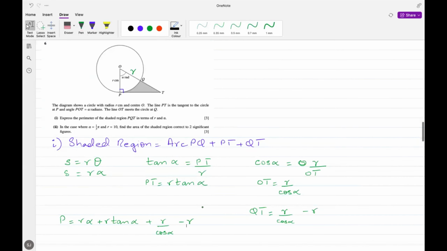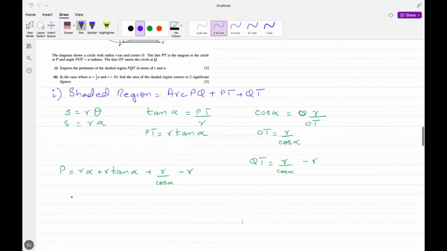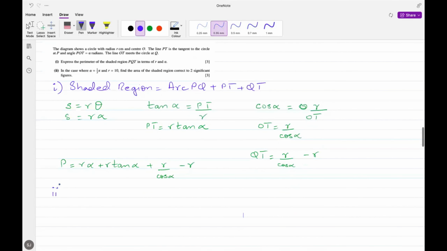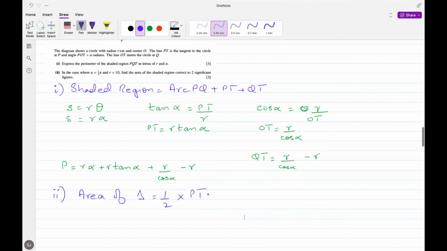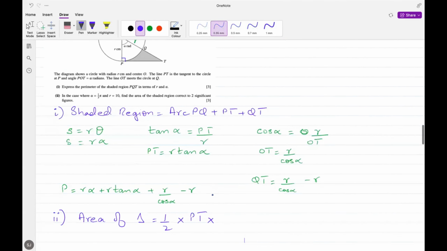In part 2, in the case where alpha is pi upon 3 and r is equal to 10, we have to find the area of the shaded region. Now to find the area of the shaded region, first we find the area of the triangle OPT and subtract the area of the sector. So for the shaded region, first we'll find the area of the triangle. That will be half into base, so the base is PT, multiplied by the height, which is OP.